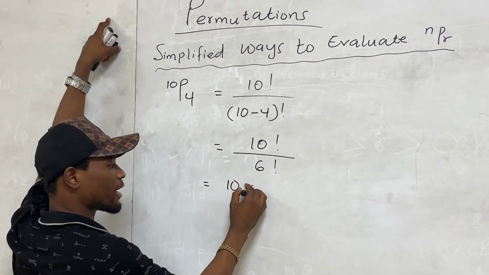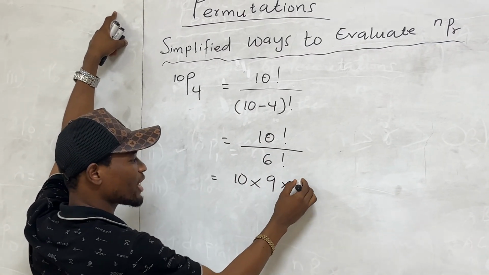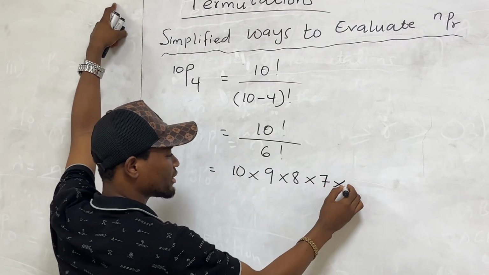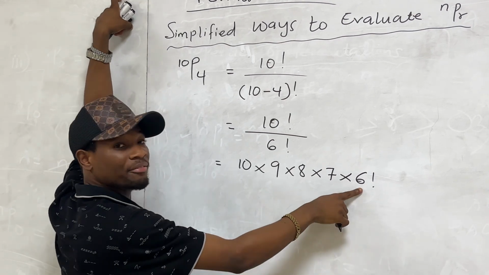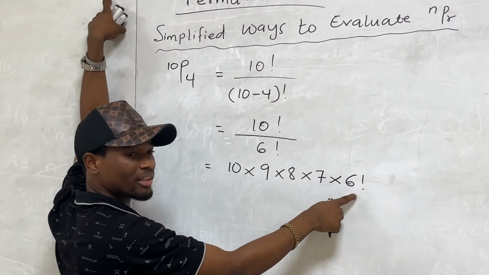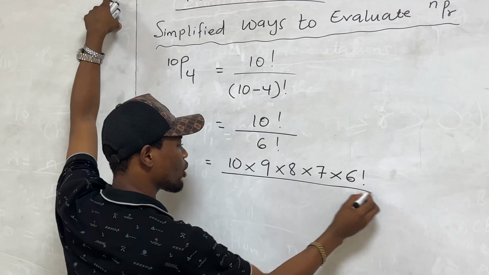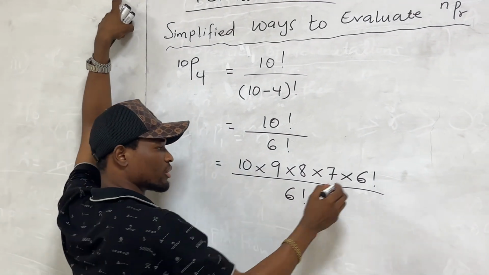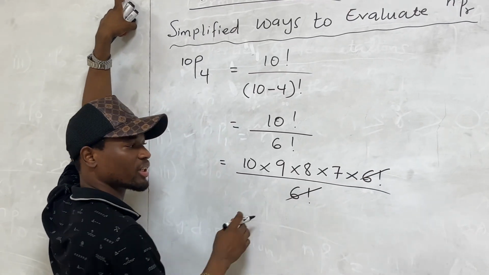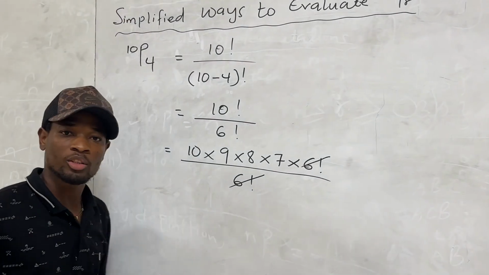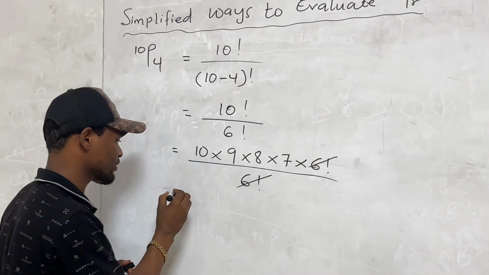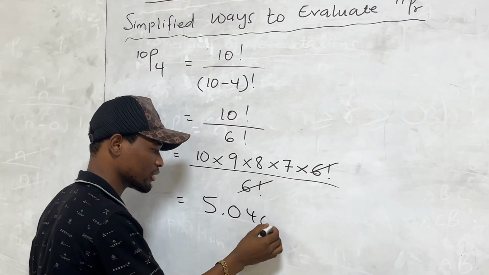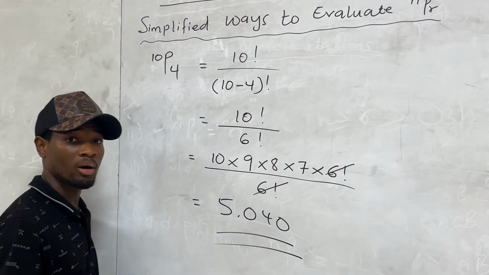Then we have 10 times 9 times 8 times 7 times 6 factorial. I want to end at 6, so I have to add the factorial. Then all over 6 factorial. So 6 factorial will cancel 6 factorial. By the help of the calculator, we are getting 5040. As simple as that.